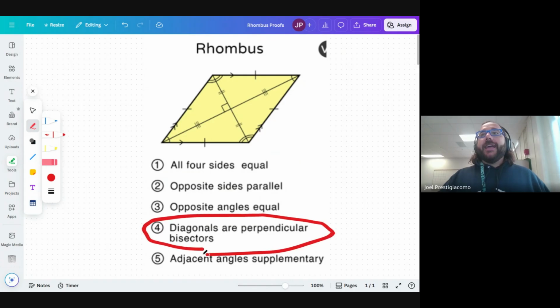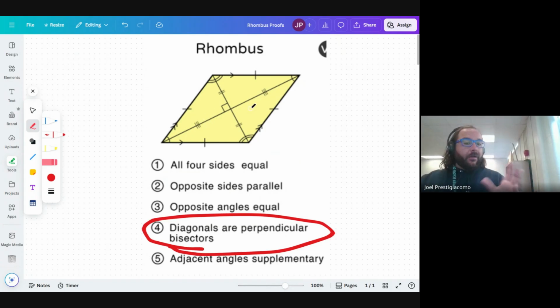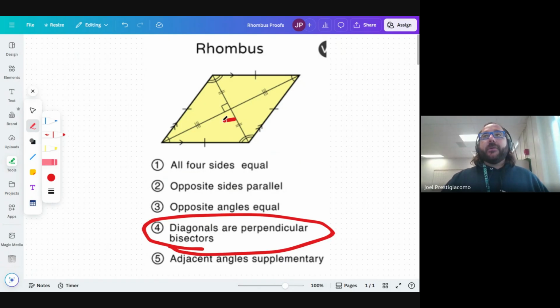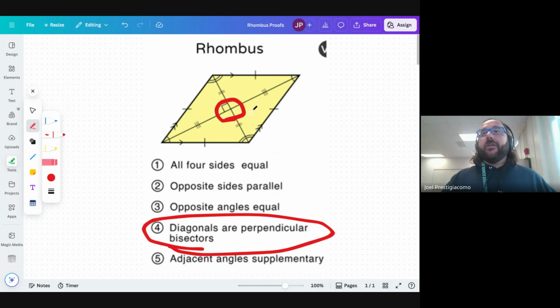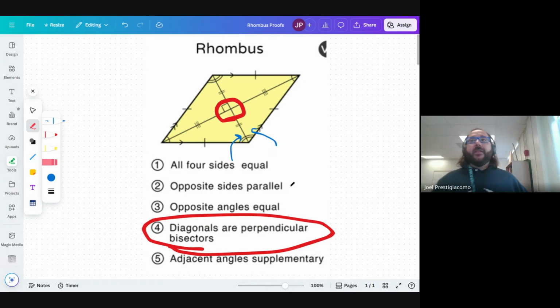Diagonals are perpendicular bisectors, right? So not only like with parallelograms, where they were bisectors, they're also perpendicular to each other. So you're going to see right angles in the middle. This is important because it also tells us something else that's not included on this list, and that is that the angles that the diagonal cuts into are actually bisected also, right?